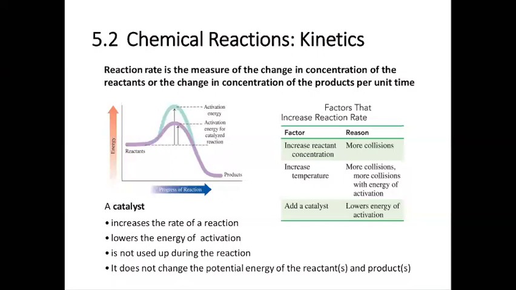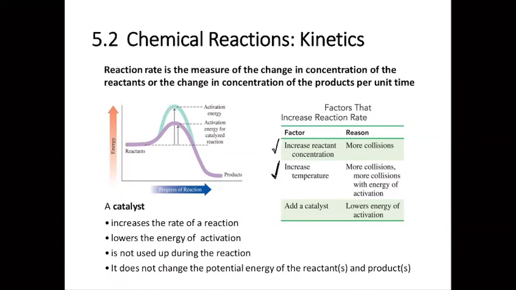There are certain factors that can increase the speed of the reaction, meaning the trajectory from reactants to products. As you can see, one is an increase in the reactant concentration. The reason the reactant concentration can affect the kinetics is that if you have more reactants, they can collide more. If you increase the temperature of a reaction, you're going to have more collisions, and those collisions are going to have the activation energy that takes those reactants to products.